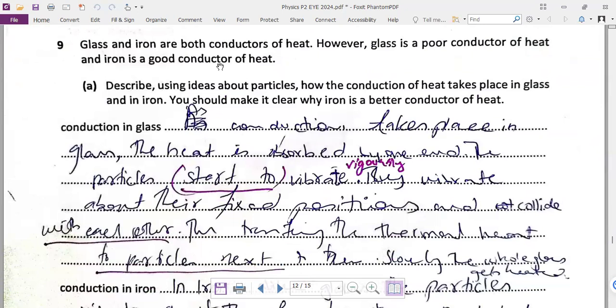So, coming to conduction and heat. Both glass and iron are conductors. However, glass is a poor conductor and iron is a good conductor. Describe, using ideas about particles, how conduction takes place in glass and in iron.